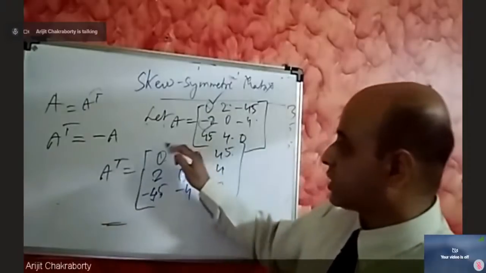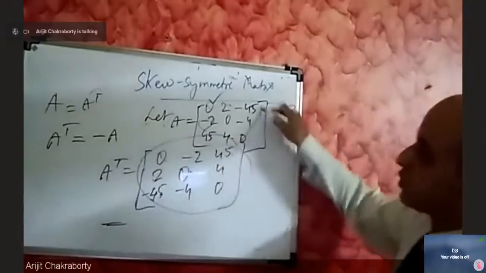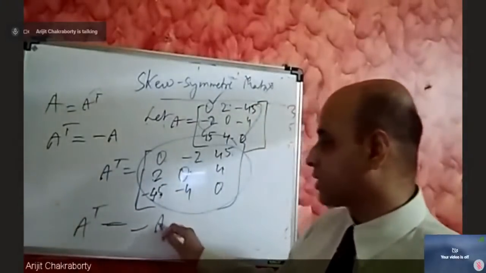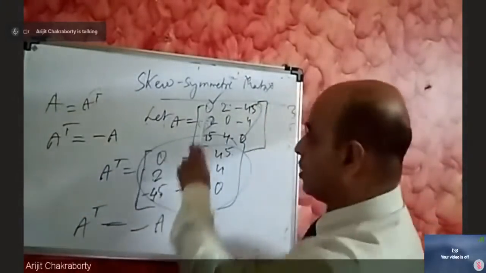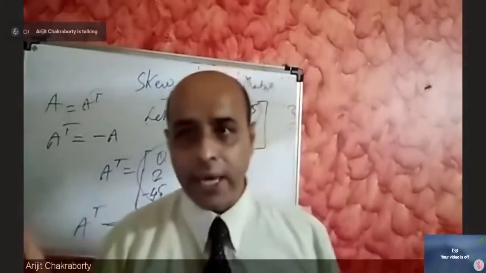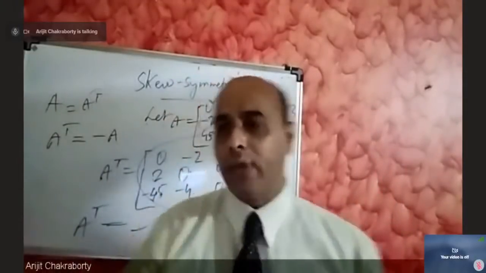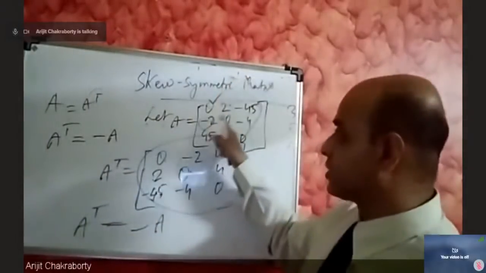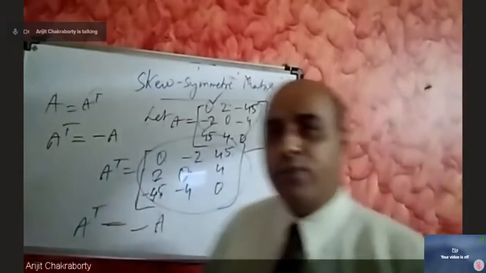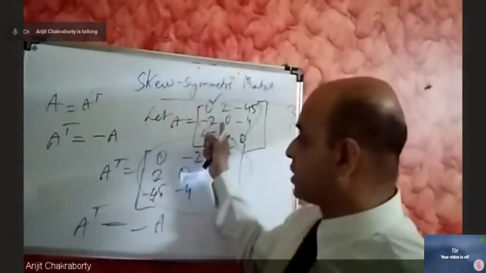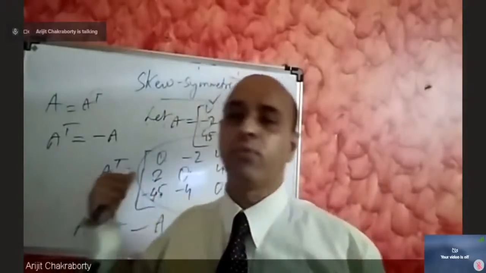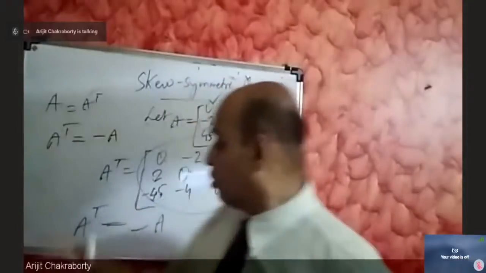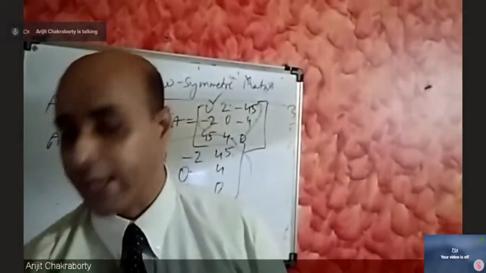If you compare this with the original matrix, you will find that A transpose is nothing but minus A. If you make the original matrix A negative, that means the sign of all the numbers changes: 0 will remain the same, 2 will become minus 2, minus 45 will become plus 45. You will see it forms a skew symmetric matrix. That means a skew symmetric matrix is a matrix whose transpose gives you the negative.